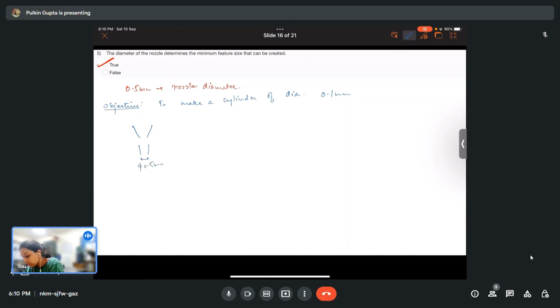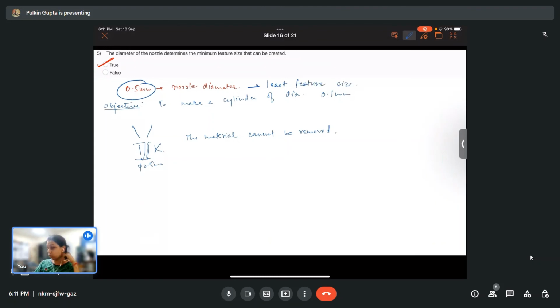So you cannot just remove this material. The material cannot be removed unless it is a hybrid machine. So what minimum diameter can it print? It is 0.5 mm. So this is the least feature size that can be printed using this machine. So the answer is true, and it is determined by the diameter of the nozzle.